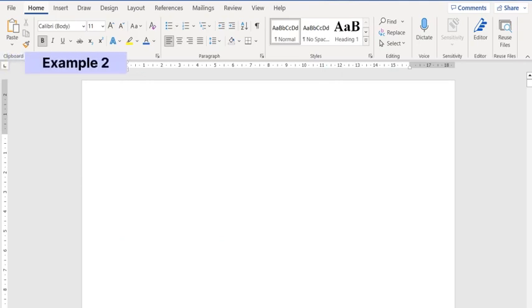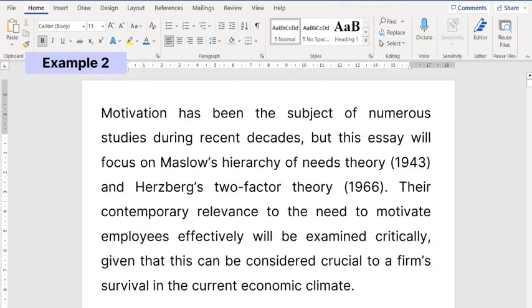Let's move on to another example. Feel free to pause the video and have a read. This paragraph on the screen is a good example of successful academic writing style for several reasons.